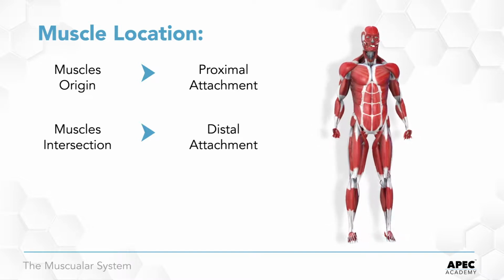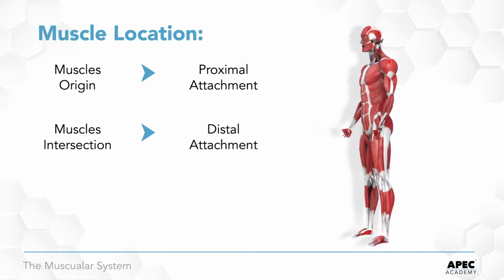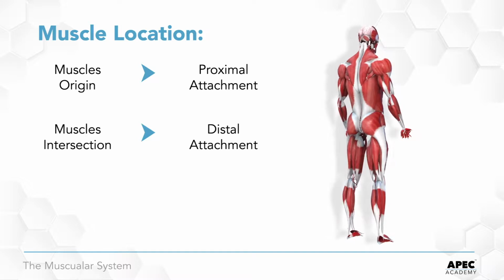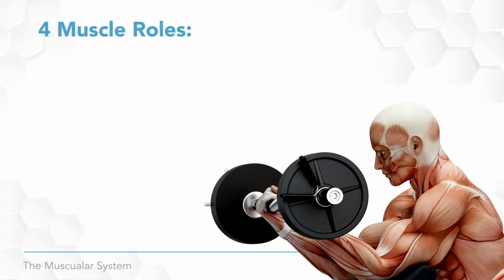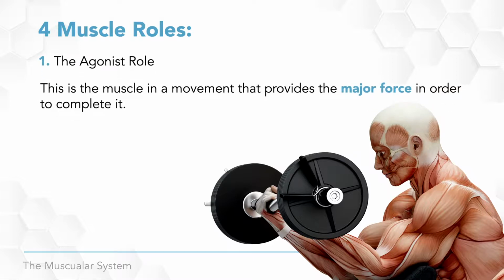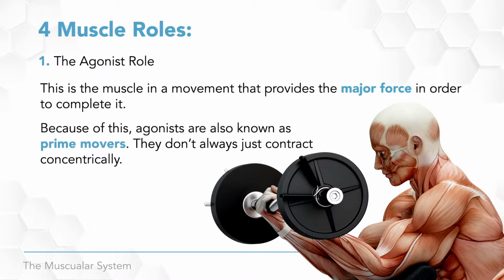When a joint angle changes, surrounding muscles go through a change of either shortening or lengthening, which can be called the muscle's action. So keeping in mind what we went over about the different types of contractions that muscles produce, during these movements, the muscles can fulfill 4 different roles. Firstly, we have the agonist role. This is the muscle in a movement that provides the major force in order to complete it. Because of this, agonists are also known as prime movers.